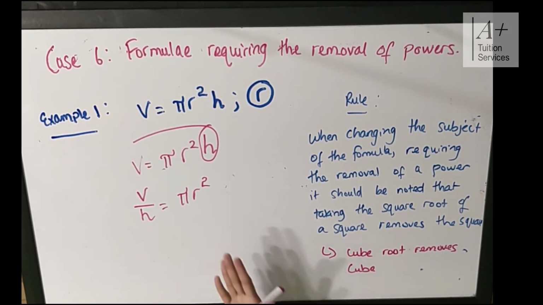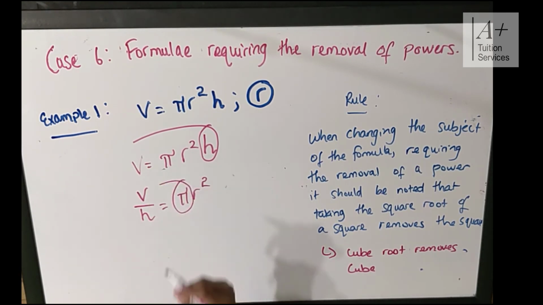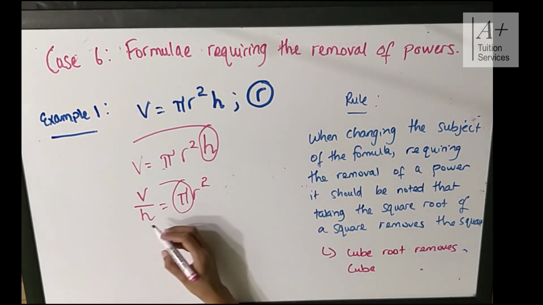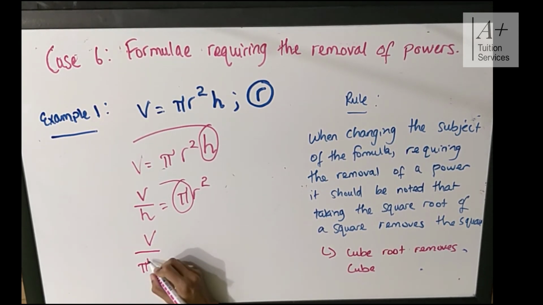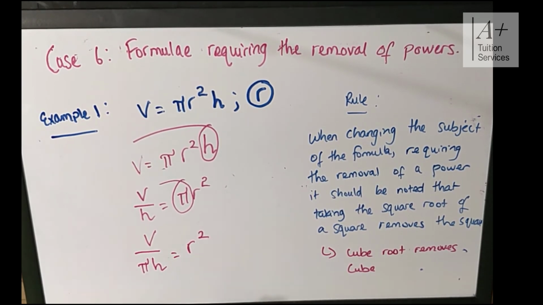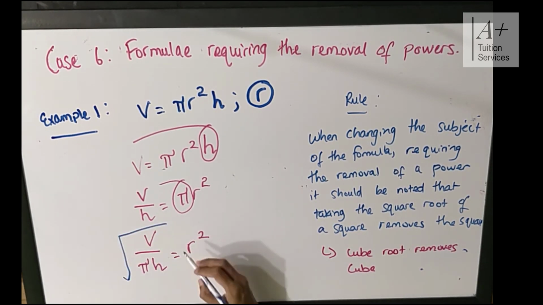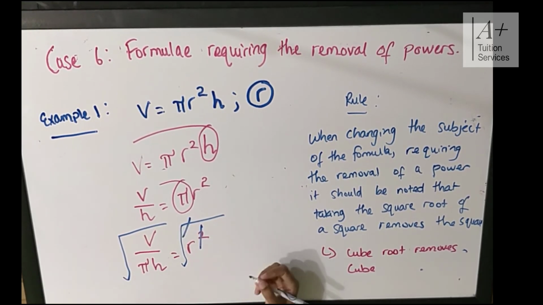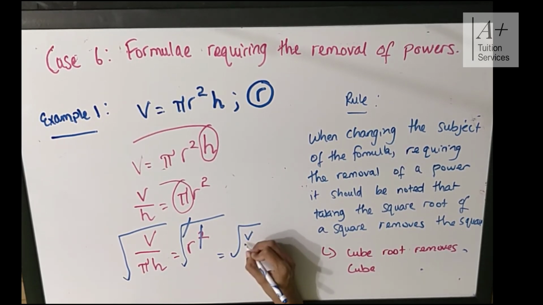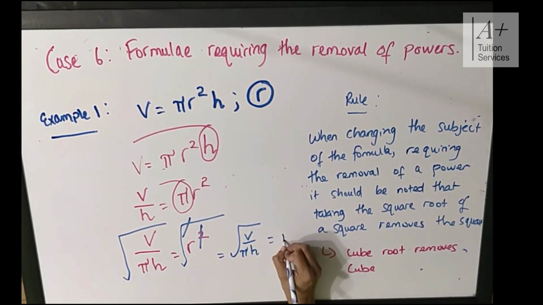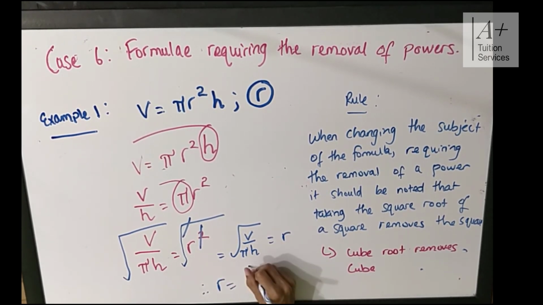Now we need to move across the pi, because we need to get rid of this from by the r. So we end up with v over pi h is equal to r squared. And here we come to this part where we need to remove this. But how are we gonna do this? Easy. We square root this, and we square root here, and this will cancel all this. So we'll end up with the square root of V over pi H is equal to R. Therefore, R is equal to the square root of V over pi H.